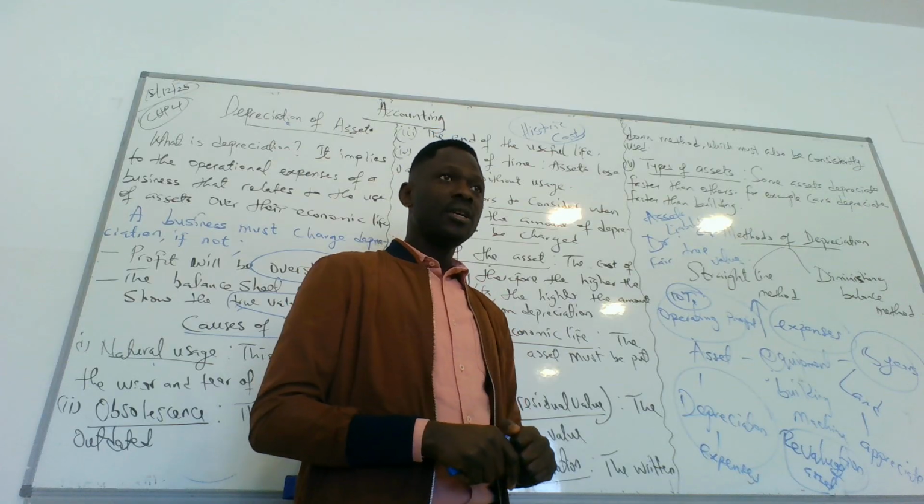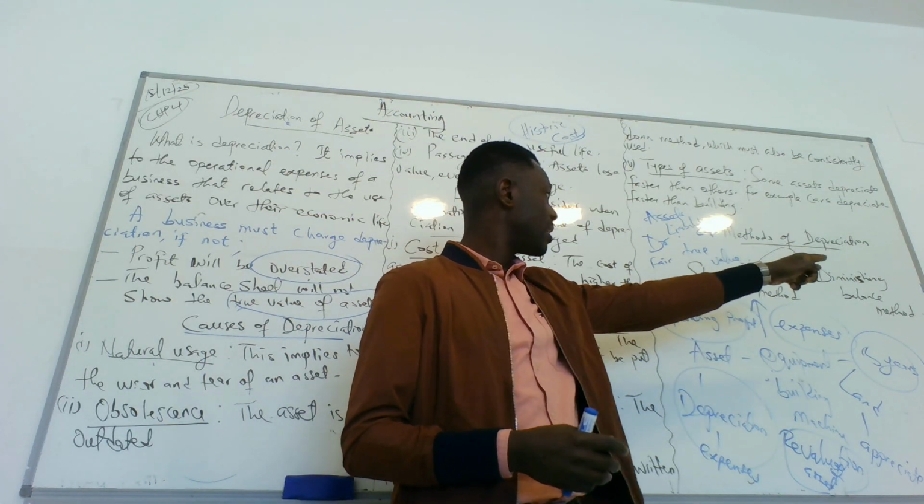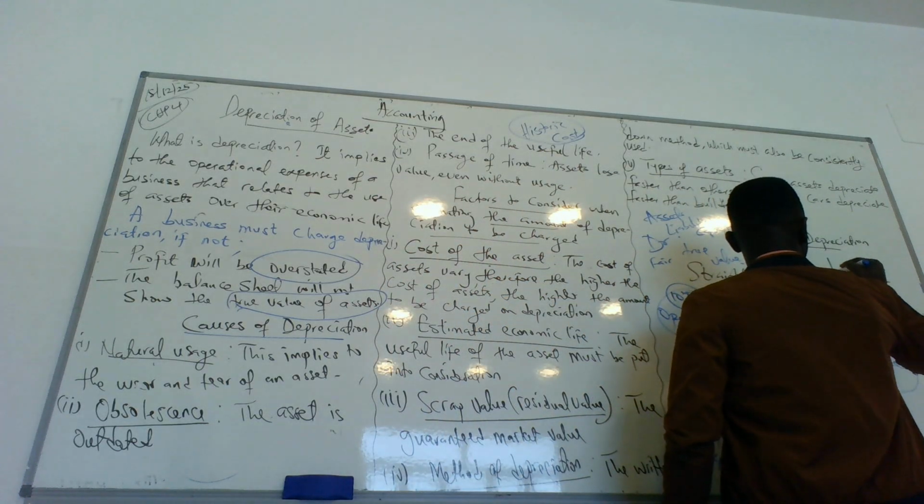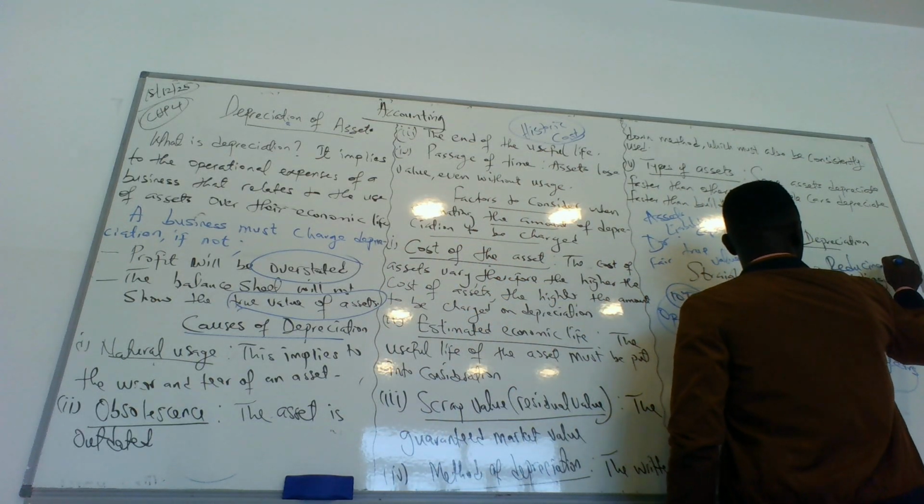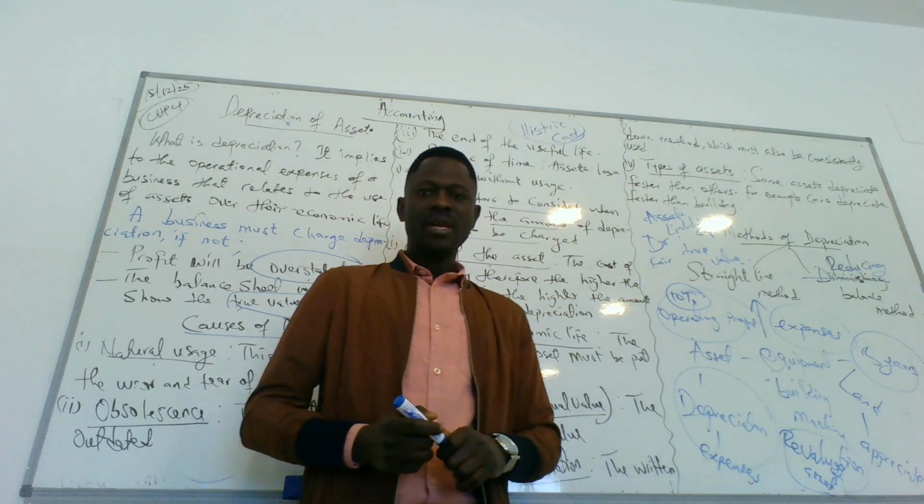Any question? So in the next class, we're going to talk about the methods of depreciation, which are simply the reducing balance method and the straight line method. Is it clear? Any question up to now?